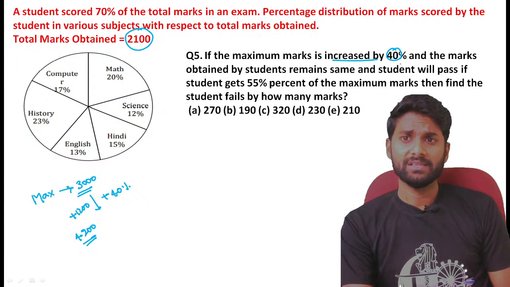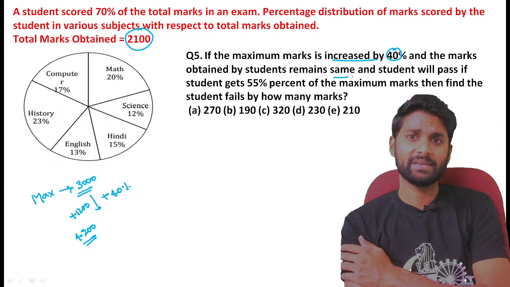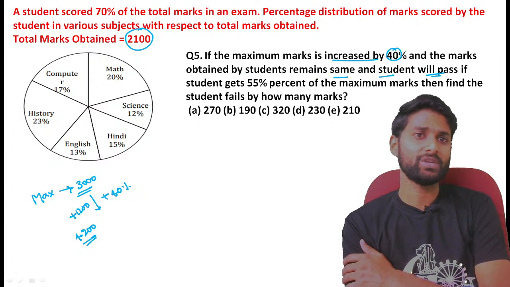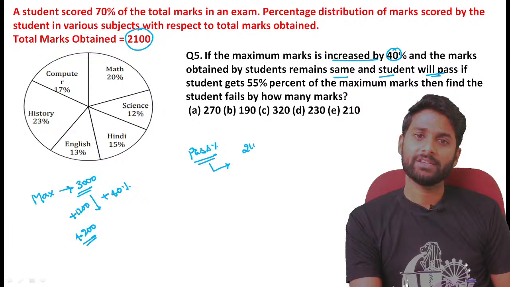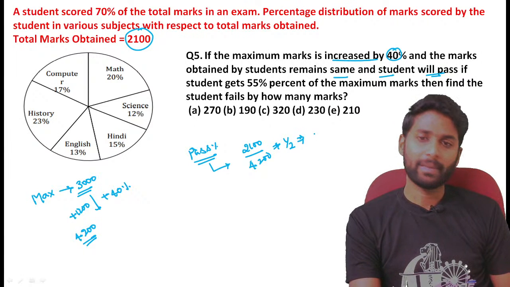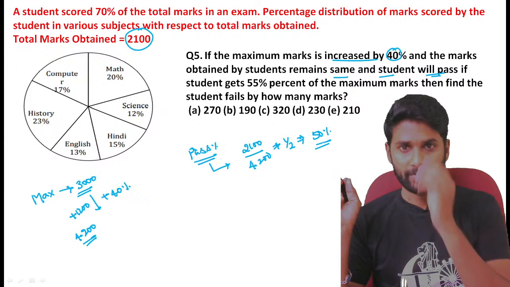Now see, the marks obtained by the student remain the same and the students will pass. Students will pass means the pass percentage. See, pass percentage you just calculate. So they are getting 2100 based on 4200. So now you can get the ratio of 1 by 2. So 1 by 2 is exactly equal to 50%. They are getting only 50%.